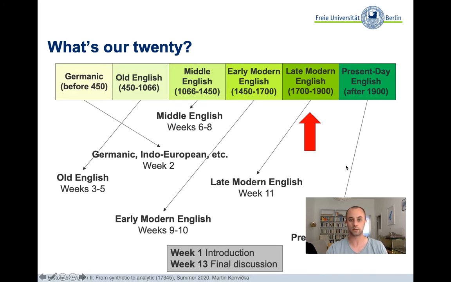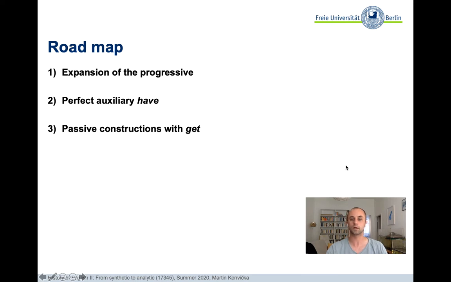In this penultimate video, we are going to have a look at late modern English, the phase of English that was spoken in the 18th and 19th century. Today I will introduce three subtle grammatical innovations in English that happened during the 19th century. With this as a background, we are going to have a meta-linguistic discussion in our online session next week.